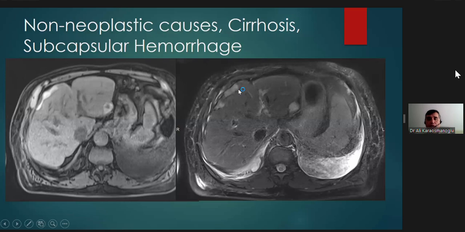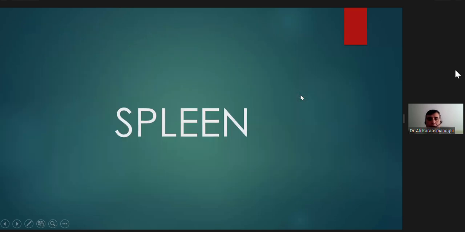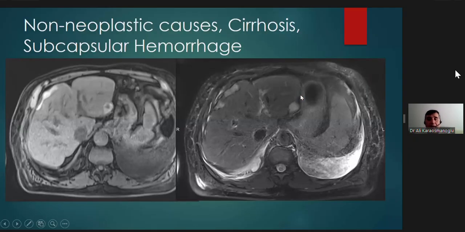On T2 weighted images, these areas are bright, and we did not see any abnormal enhancement here. So we made a decision of subcapsular hemorrhage, and they regressed on the follow-up study.